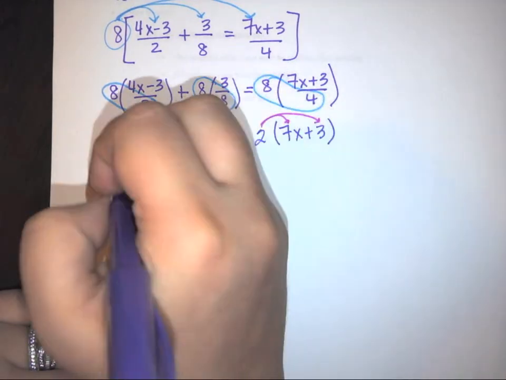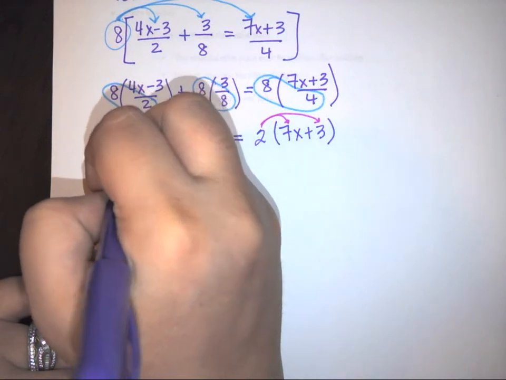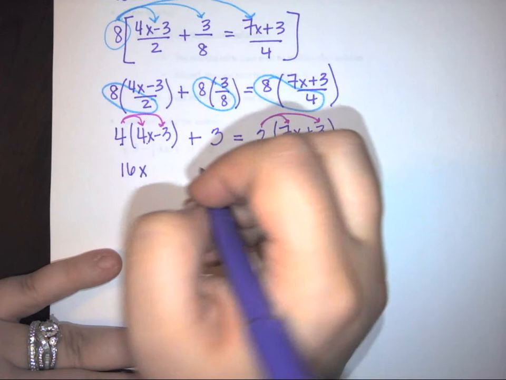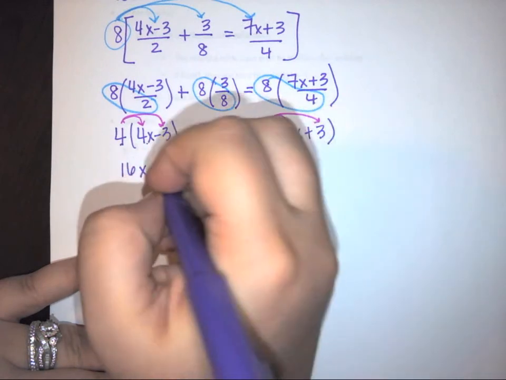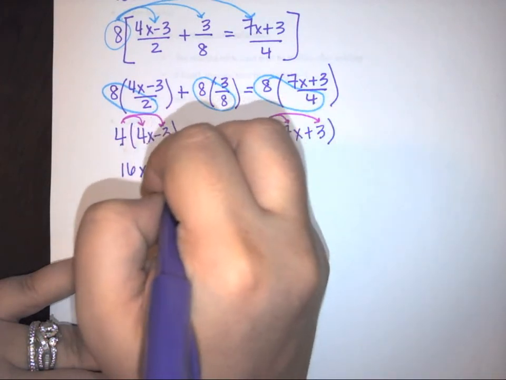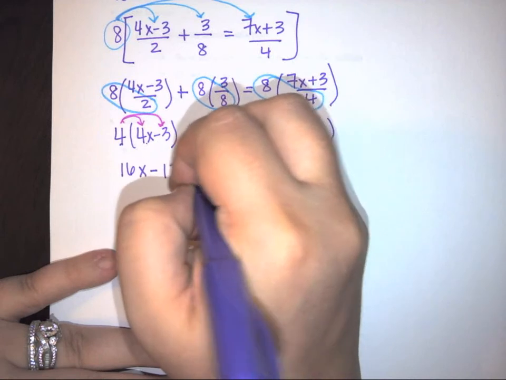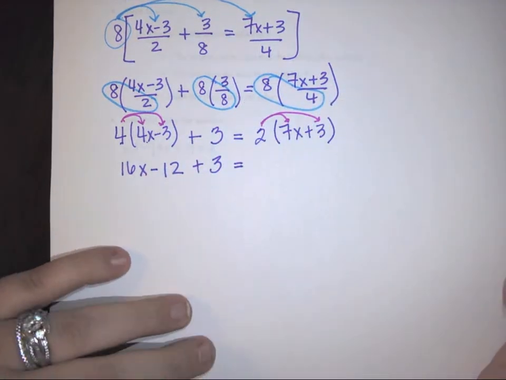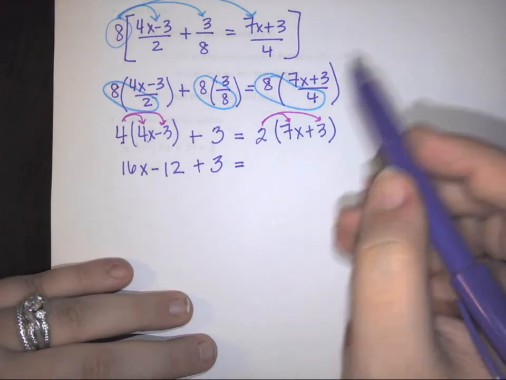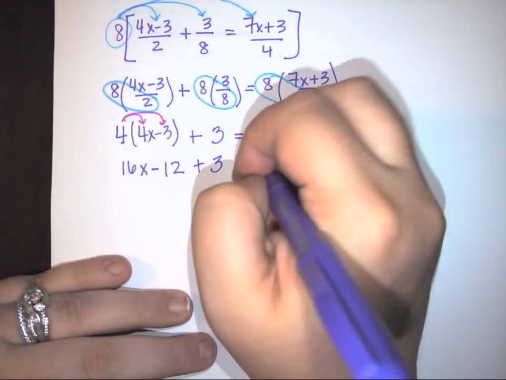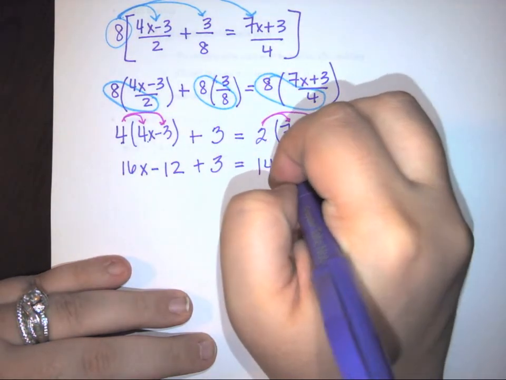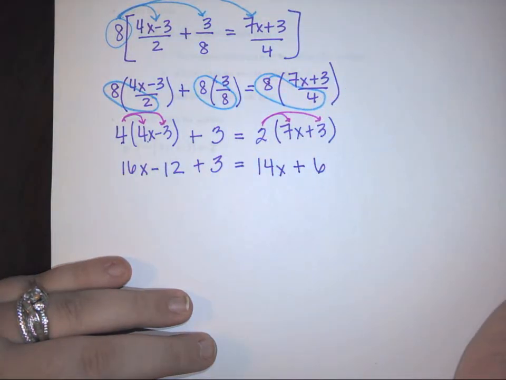So 4 times 4x is going to give me 16x, and then 4 times 3 is 12, and remember I've got a negative here, so this is a negative 12. I then have to add 3 to it and come across to my other side. So here I have 2 times 7x gives me 14x, 2 times 3 gives me 6. The sign was positive, so I'm adding.